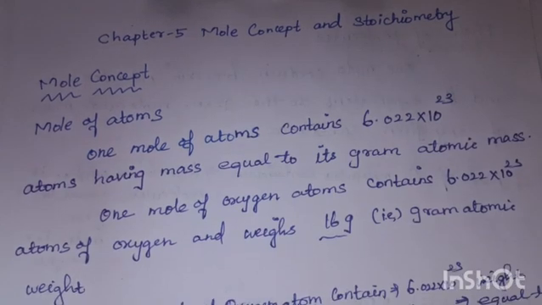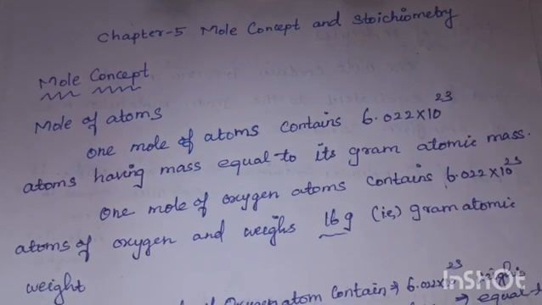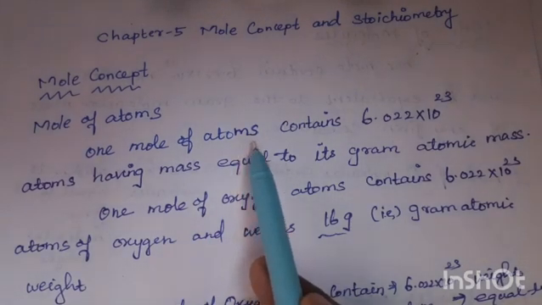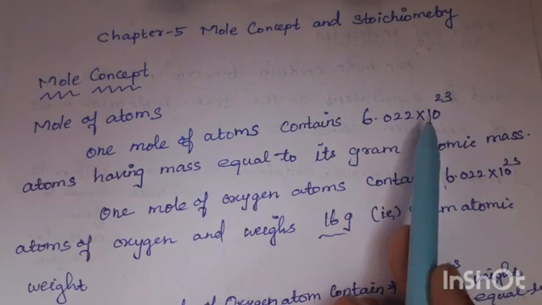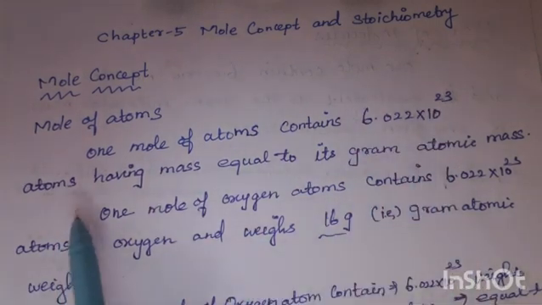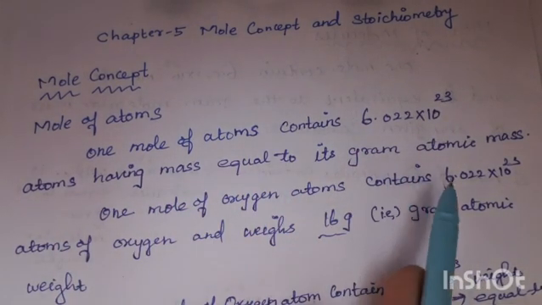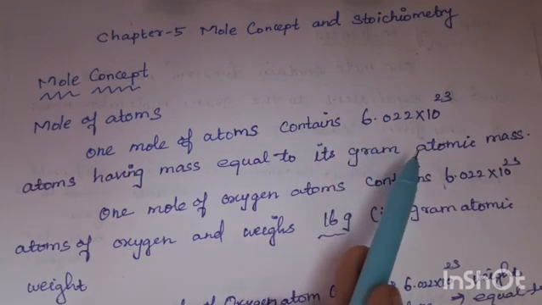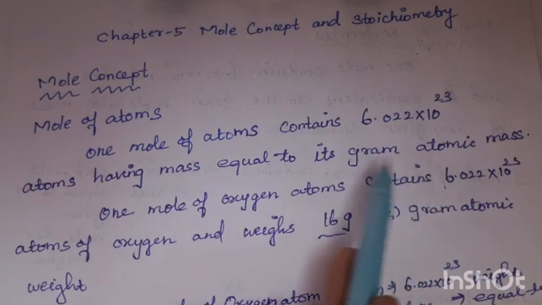That is, 1 mole of atoms actually contains... See, if you are talking about 1 dozen of apples, it contains 12 apples. 1 dozen of pencils, 12. Same way, 1 mole of atoms contains 6.022 into 10 to the power of 23 atoms, and the mass respective to this is equal to its gram atomic mass.